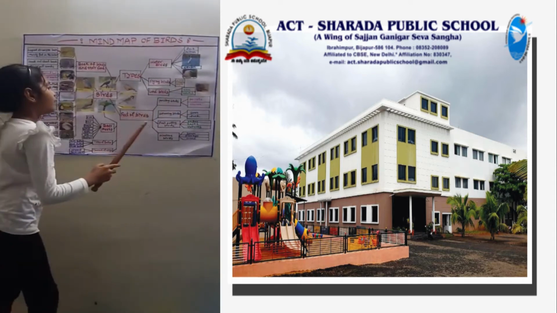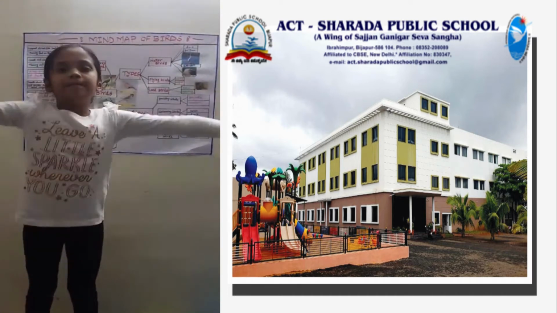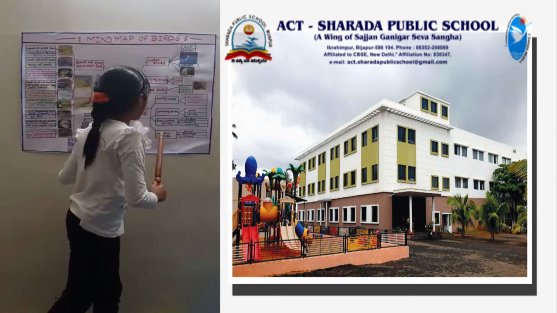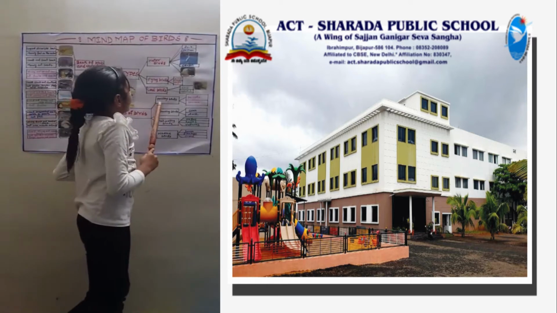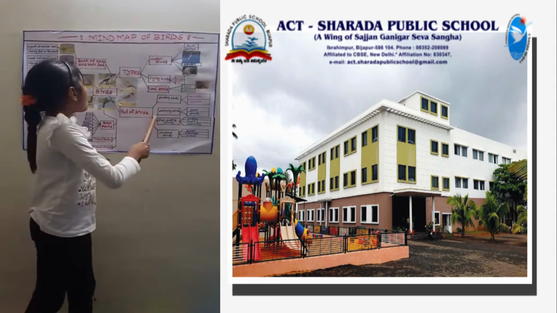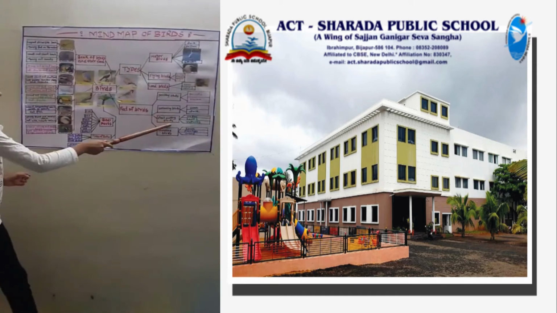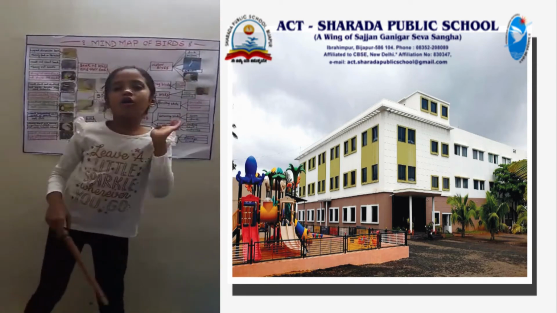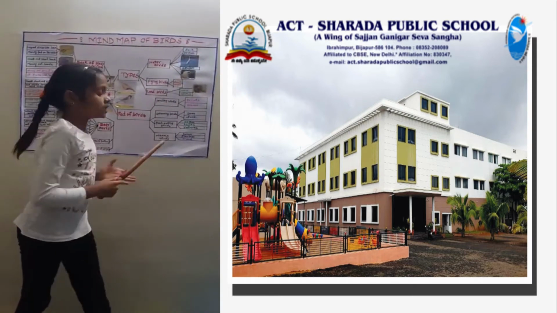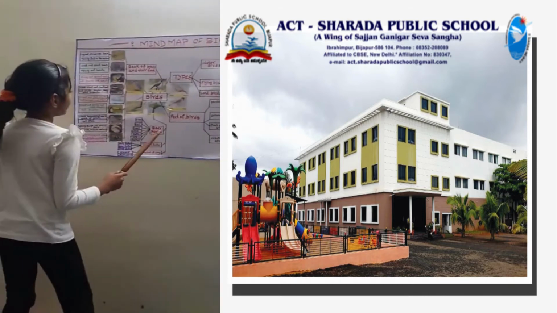Feet of birds. Four types of feet of birds: perching birds, swimming birds, flesh-eating birds, and wading birds. Examples of perching birds: parrots, toucan. Examples of swimming birds: swan, duck. Examples of flesh-eating birds: eagles, hawks, and vultures. Examples of wading birds: heron, flamingo, and crane. Then move to the next.